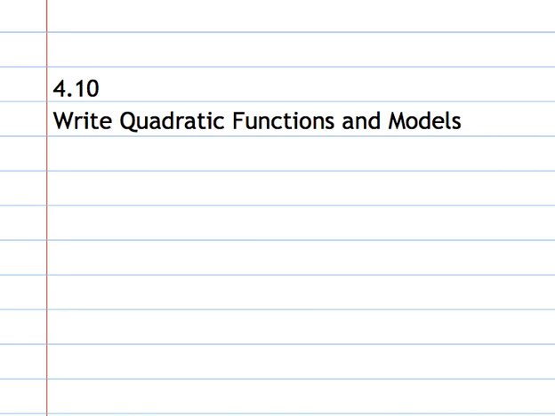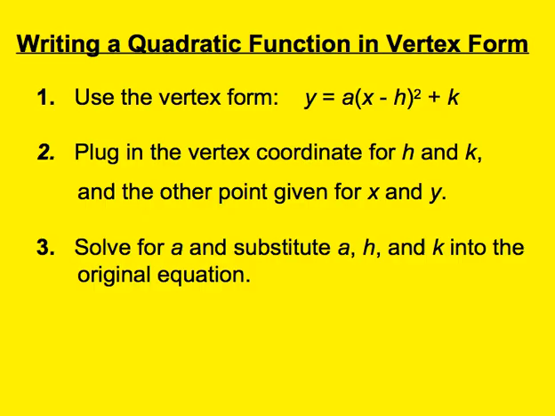Okay, we are starting section 4.10, writing quadratic functions. First of all, if there is a quadratic function in vertex form, remember the vertex form is y equals a times x minus h squared plus k. You're going to plug in the vertex for h and k and the other point that's given for x and y. Then we solve for a and substitute a, h, and k back into the original equation.